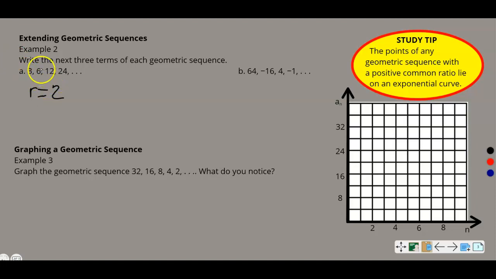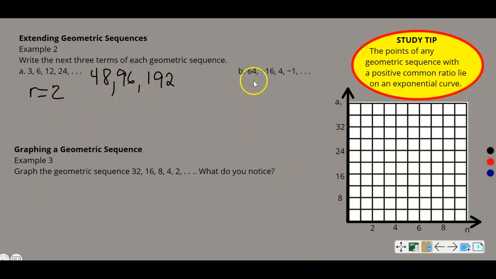3 times 2 is 6. 6 times 2 is 12. 12 times 2 is 24. So if I want to get to my next 3 terms, 24 times 2 is 48. 48 times 2 is 96. And 96 times 2 is 192. All right, make sure you check my math there. I think that is correct.